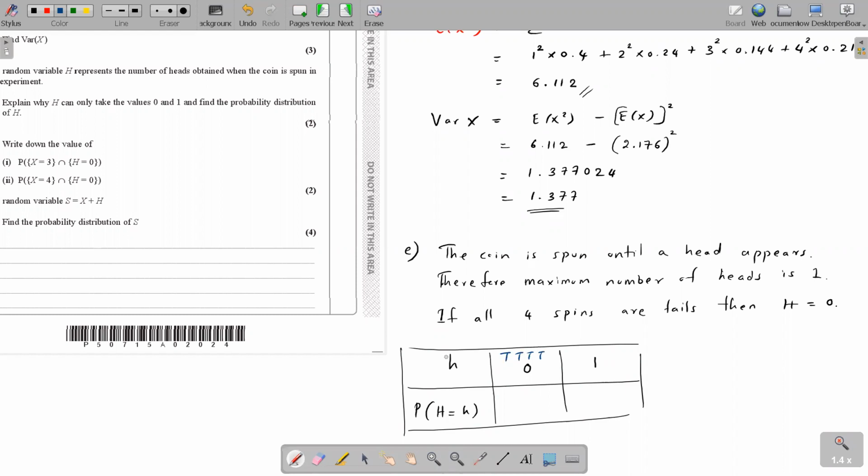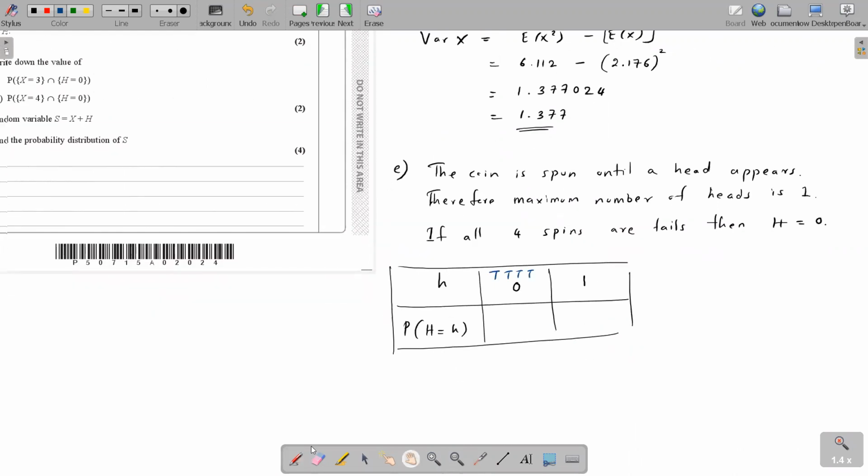So that can easily be found. What's the probability of getting 4 tails? The probability of a tail is 0.6, so 0.6 into 0.6 into 0.6 into 0.6, which means 0.6 to the power of 4. 0.6 to the power of 4 is how much? 0.1296. Okay.